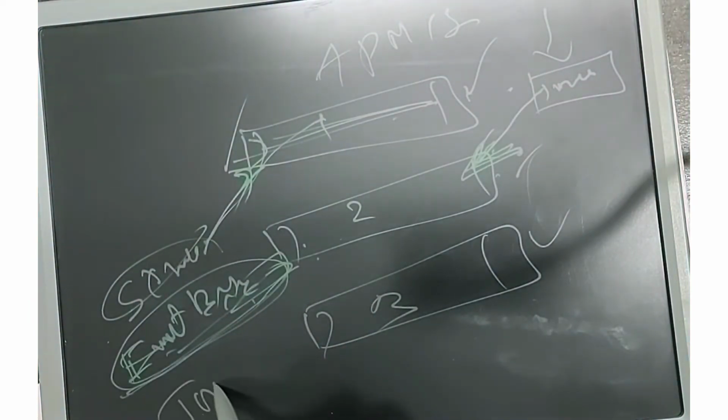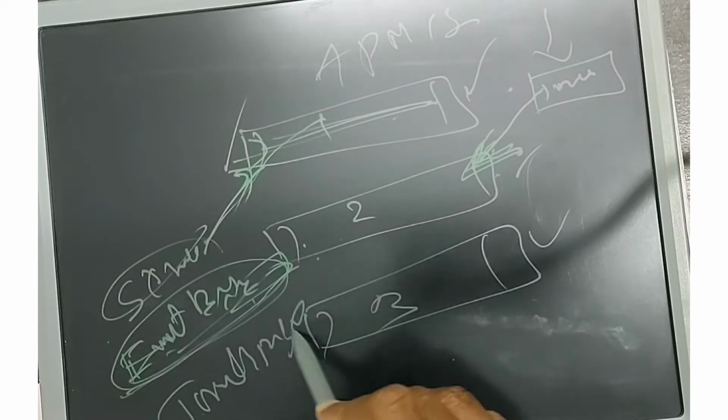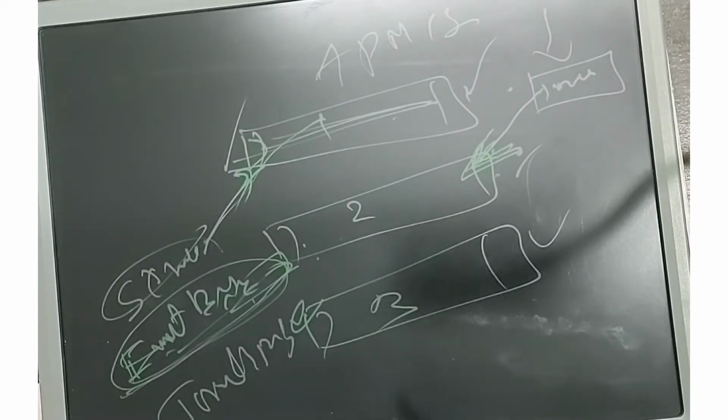Third one is tumbling window trigger. You will use this when you want to perform some operations on archive data. Okay, so these are the three different types of triggers you have in ADF.